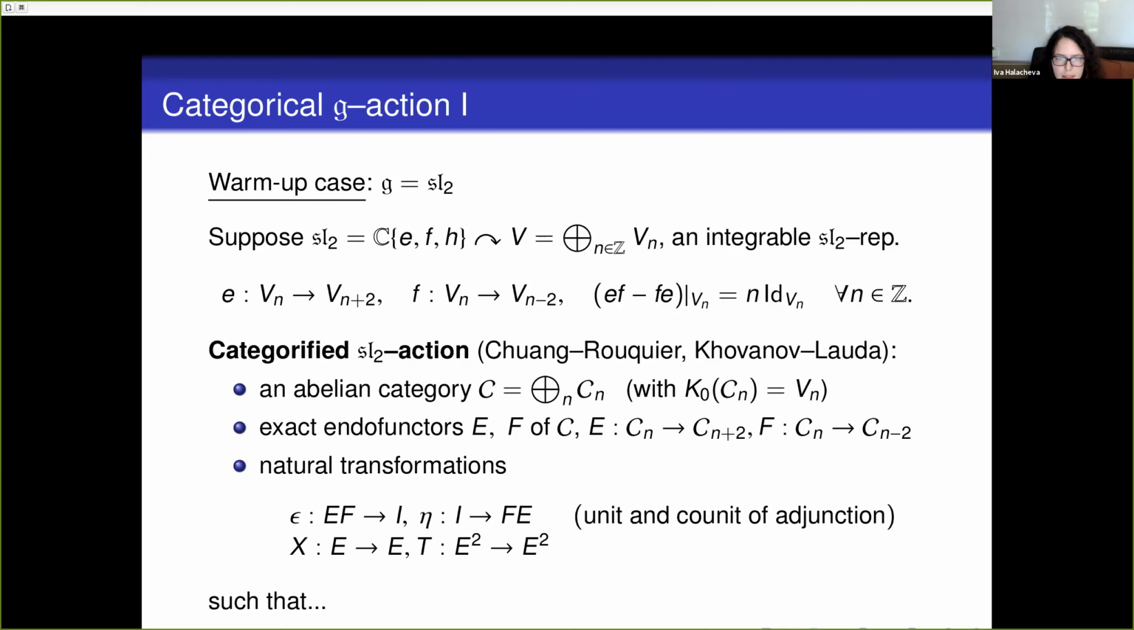So we have an abelian category, which is made up of categories indexed by the integers, whose Grothendieck group is the weight space for our representation. And we'll have exact endofunctors of this category E and F, which restrict to the categories indexed by the integers in a natural way. And so this information so far gives us a weak SL2 categorification.